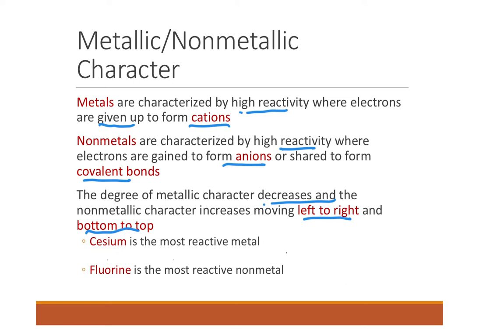This leaves us with cesium down in the bottom left-hand corner as the most reactive metal. Francium is actually probably more reactive, but it decays very quickly. It's radioactive, and we just haven't studied it that much. It's just not that much around in the world. And then fluorine is the most reactive nonmetal in the top right-hand corner, because the noble gases, since they don't react, don't get included in this particular discussion of metallic and nonmetallic character.